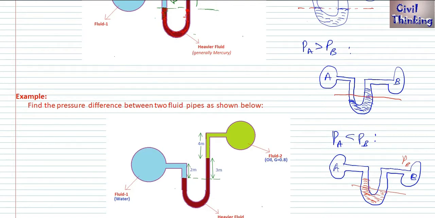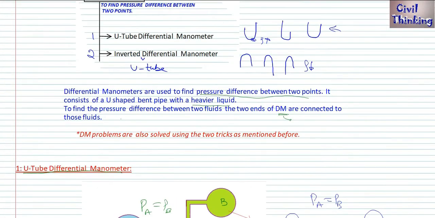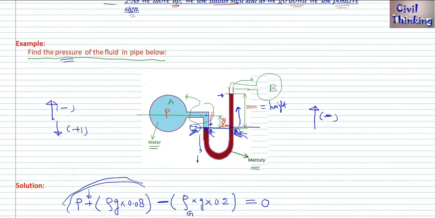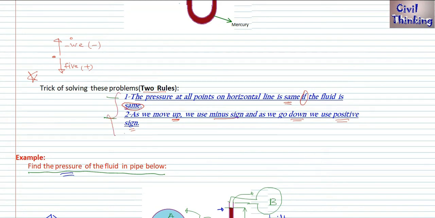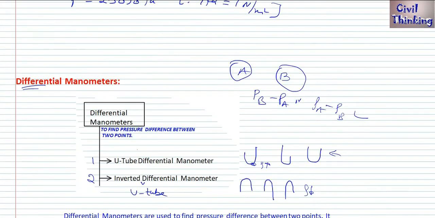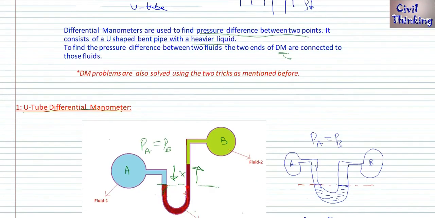Now what's more important is the two rules, okay? These two rules which I have mentioned here. These two rules are very important, and it doesn't matter which manometer you use. It doesn't matter if you want to find the pressure at one point using simple manometers, or you want to find the pressure difference between 2 points, always we use these two rules and we get our answers. Those two rules are very important and they are universal, they apply everywhere.